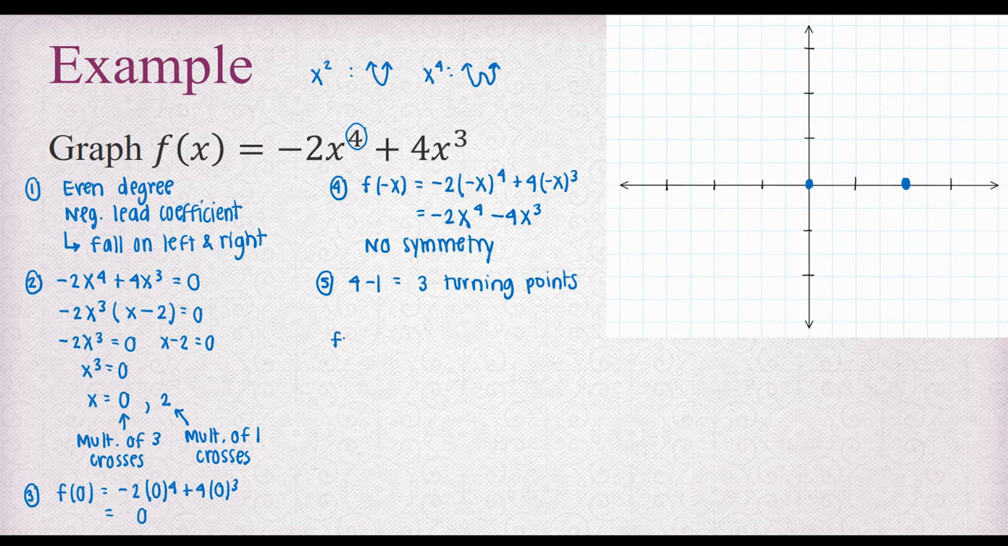Okay, I'm definitely going to test the number 1. So when I test 1, I'm going to have negative 2 times 1 to the fourth plus 4 times 1 cubed. So that gives me negative 2 plus 4, which is 2. So I know I'm going to have the ordered pair 1, 2.